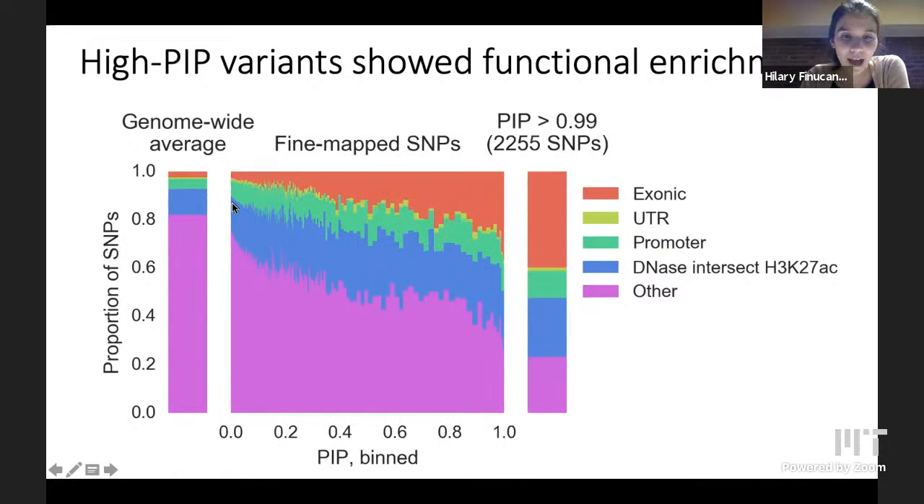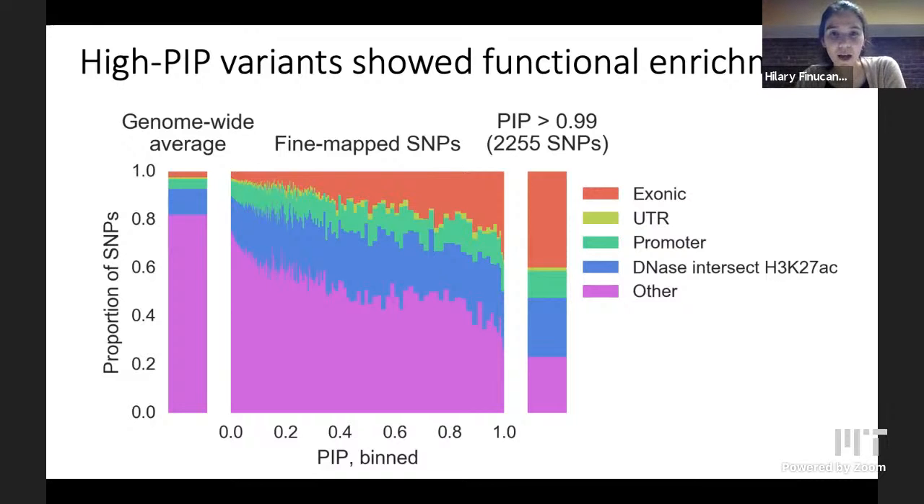And now if you look at how SNPs are classified when you look in particular bins of posterior inclusion probability, you can see that as our confidence in a SNP being causal increases, then its likelihood of being in these functional annotations increases as well. And so this is one way of using kind of orthogonal data that we didn't give our algorithm access to, to assess to what extent what we're seeing makes sense.